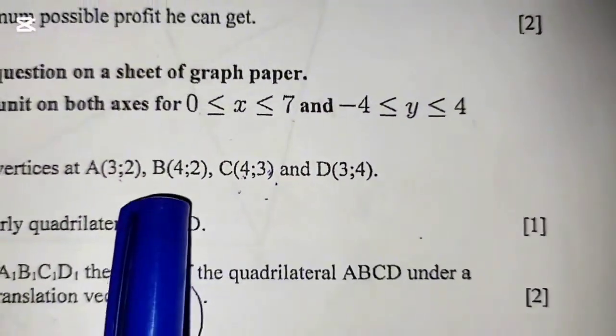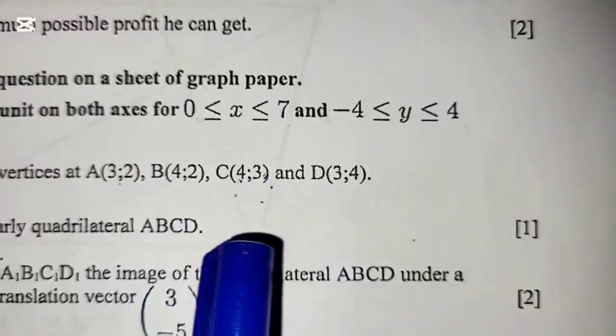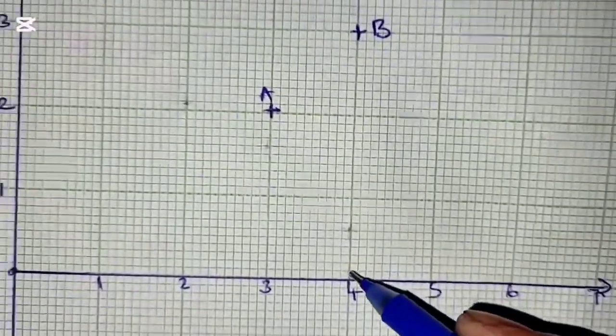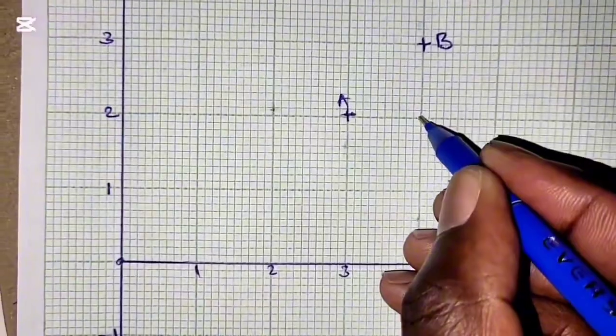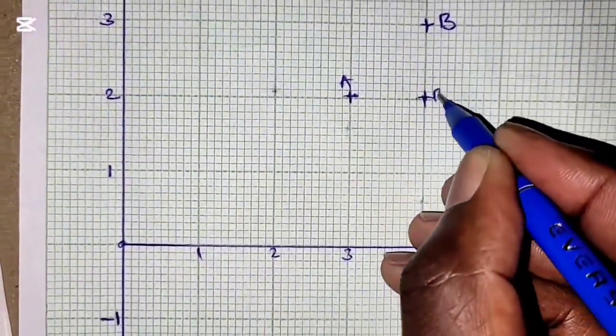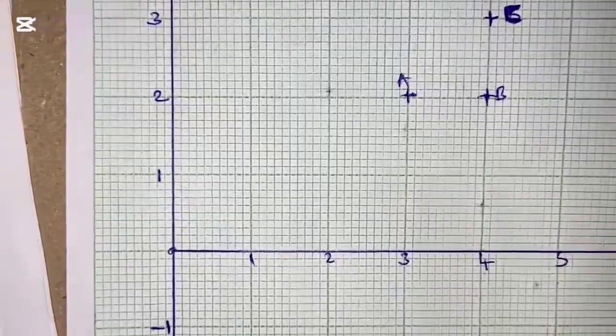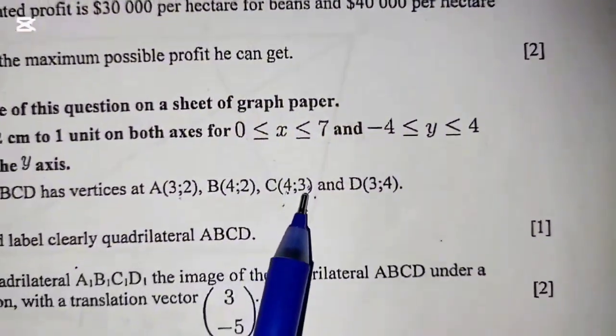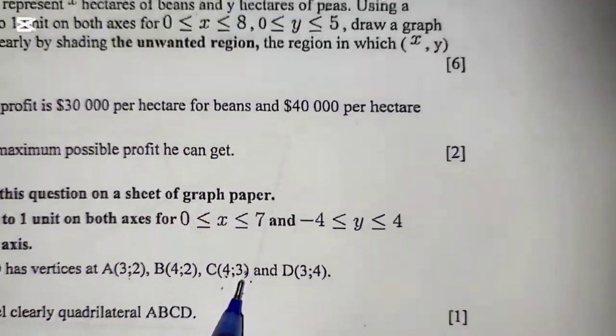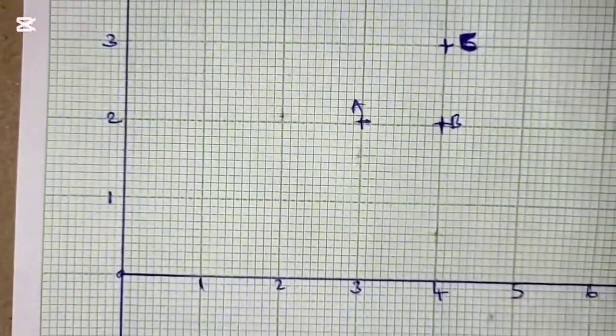Then 4 and 3. There's 4 and 2. 4 and 2, which is B. Sorry, 4 and 2. That's B. So 4 and 2. That's B. So this point right here was what? Was C. I skipped it. Okay. So 4 and 3. That's C.